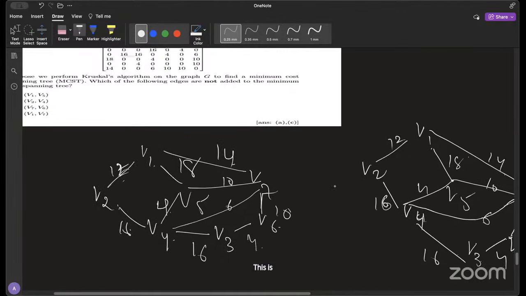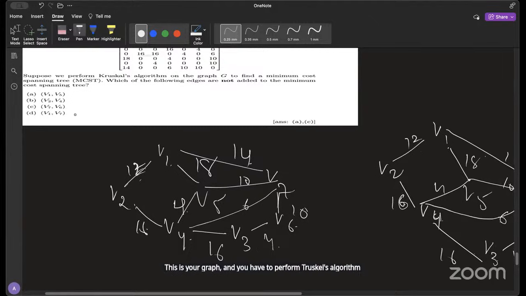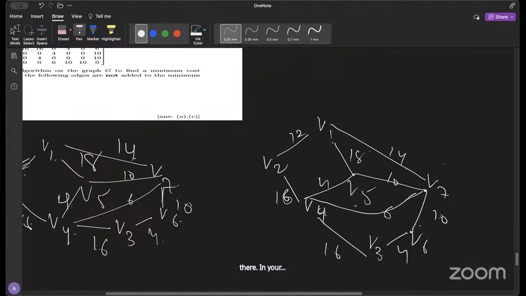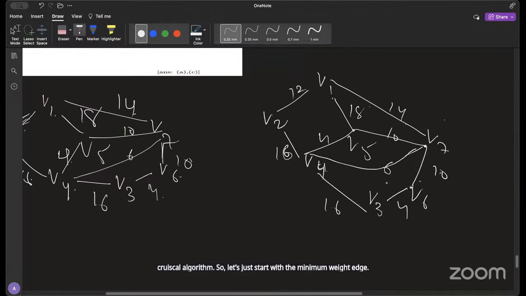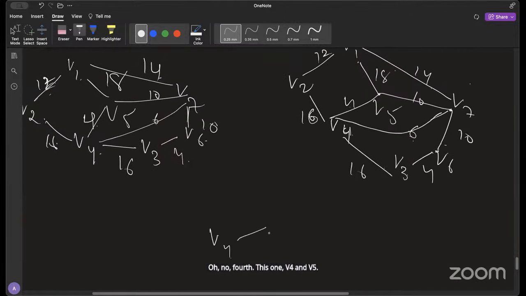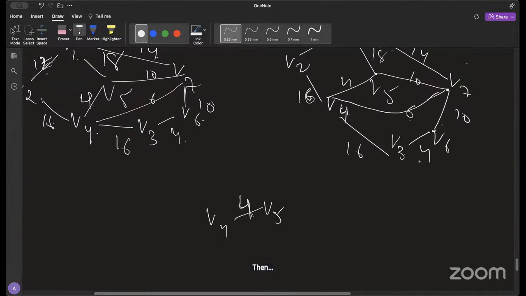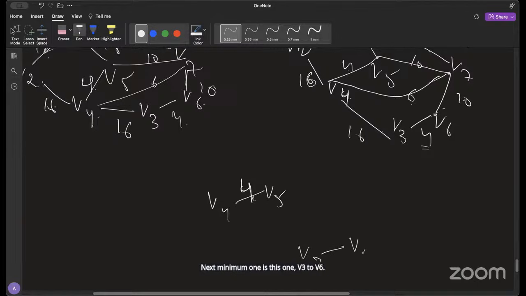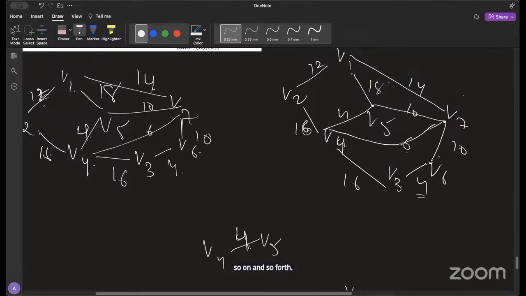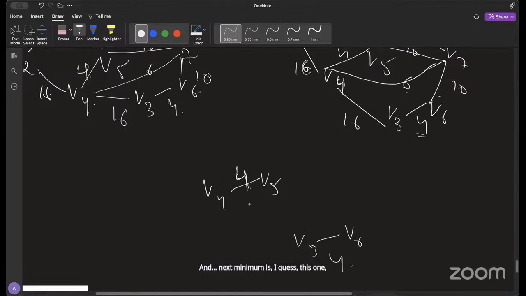This is your graph, and you have to perform Kruskal's algorithm and check which of these are not going to be the edges in your Kruskal's tree. So let's start with the minimum weight edge. It's, I guess, 6. Oh no, 4. V4 and V5, 4. Then the next minimum is V3 to V6, also 4. Then the next minimum is V4 to V7, 6.